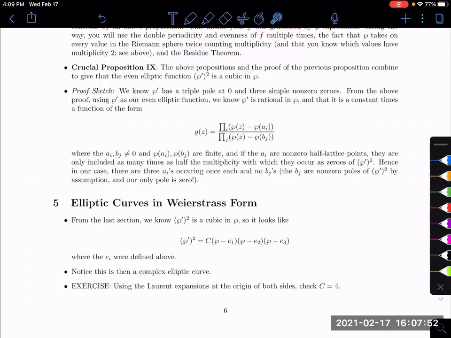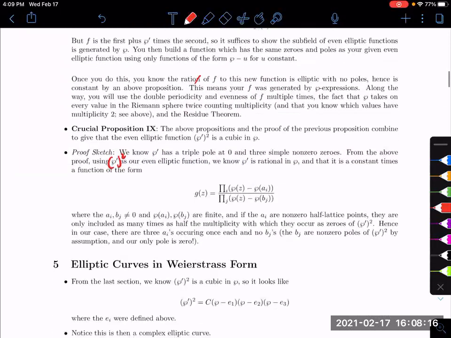Essentially, you know that phi prime has a triple pole at 0 and 3 simple zeros elsewhere, not at the origin. Okay, and using the proof of the above proposition, if you take, this is a typo, if you take phi prime squared as your even elliptic function, because you know phi prime is odd, so its square is even, then you can apply this above proposition.